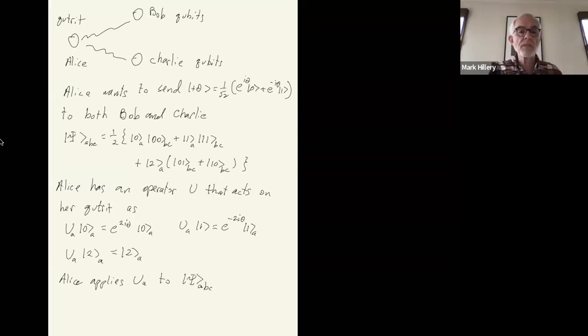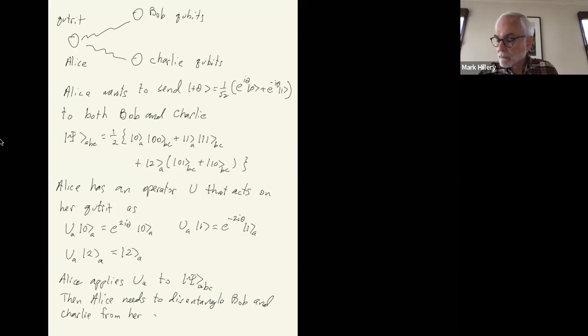She applies that operator to psi ABC. That's going to encode the information about theta into psi ABC. But then somehow she has to disentangle Bob and Charlie from both her and from each other. So how's she going to do that? What she's going to do is measure her qutrit, and let's see what happens and what kind of measurement she's going to do.